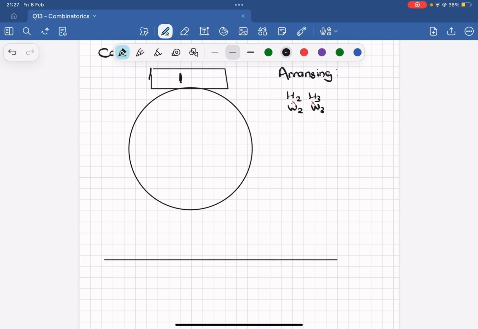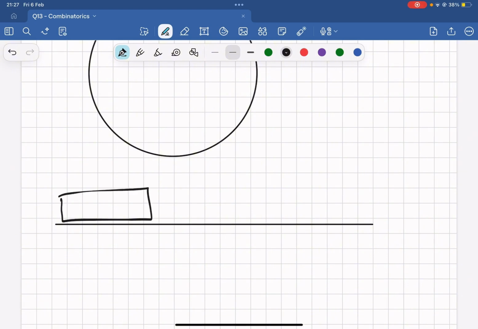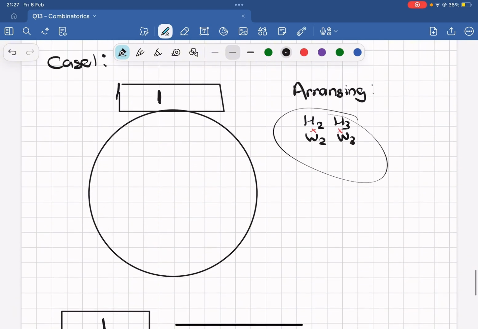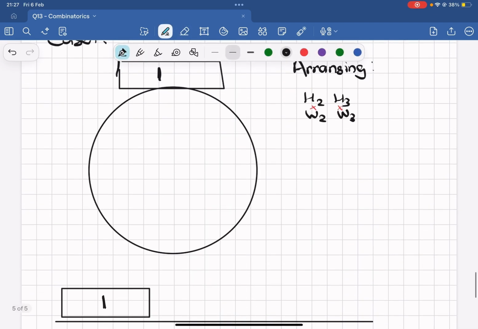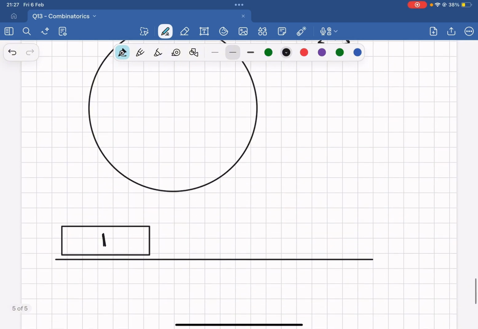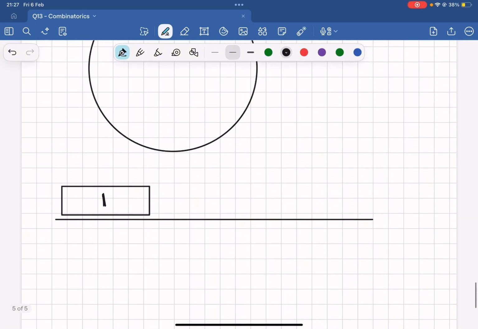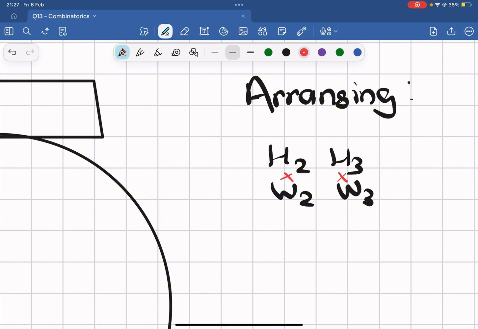So we're drawing the diameter, and then we draw pair 1 here. Now we just need to arrange these 4 elements or people along this line where husband 2 is not next to his wife and husband 3 is not next to his wife. So we've got a gap there, a gap there, a gap there, and a gap there. Well, let's make all the husbands circles and all the wives crosses.